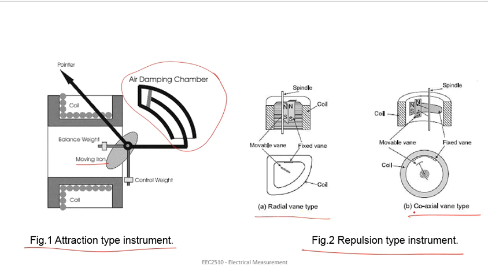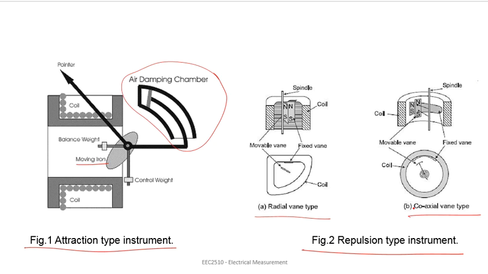First of all, let us discuss the general principle of operation of the repulsion type. In the repulsion type, the operation is based on the repulsion between the two iron vanes which are there. These two iron vanes are inside the coil, one is fixed and the other one is movable. Of the two iron vanes, one is fixed while the other one is movable.